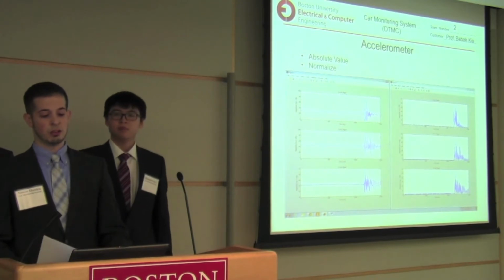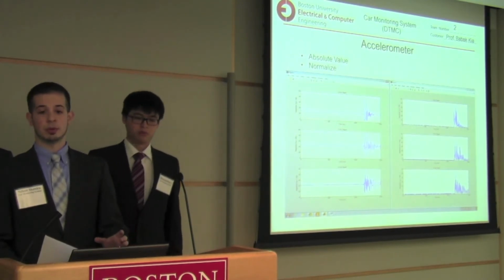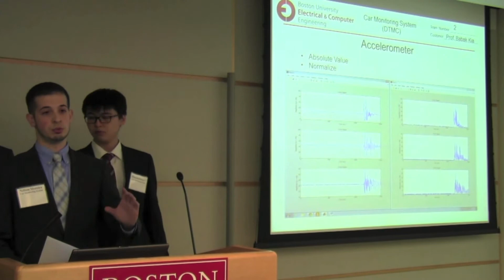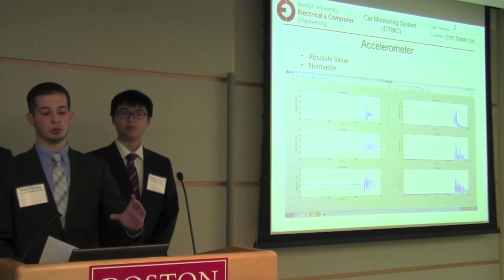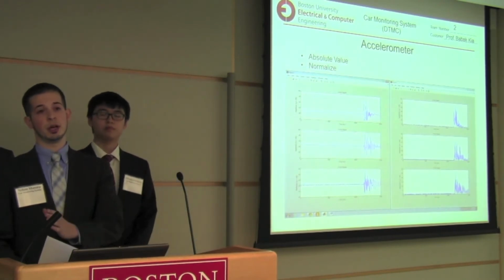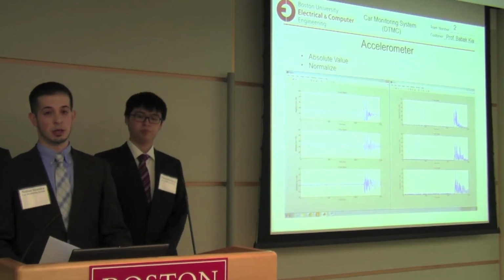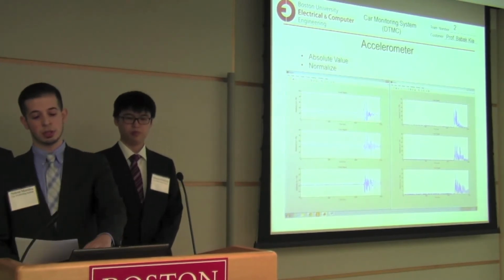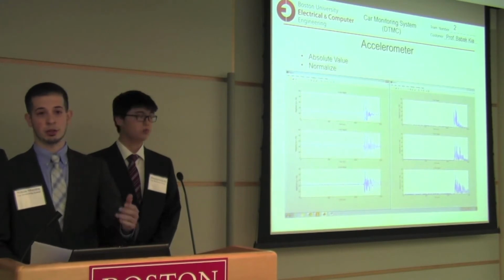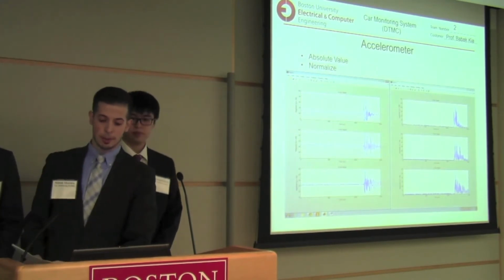And on the right side, we have it both normalized and absolute value. And by normalized, I mean we just take an initial value and we subtract that value from all the following values. And what that does is it eliminates the need for the car to be on a level surface. And we would just look at these plots and find patterns and create the algorithms off these patterns.